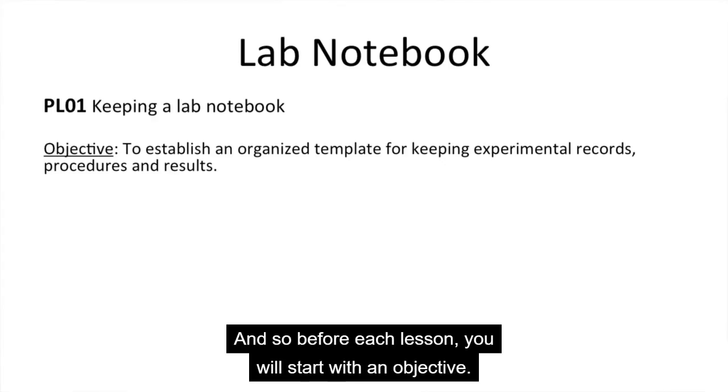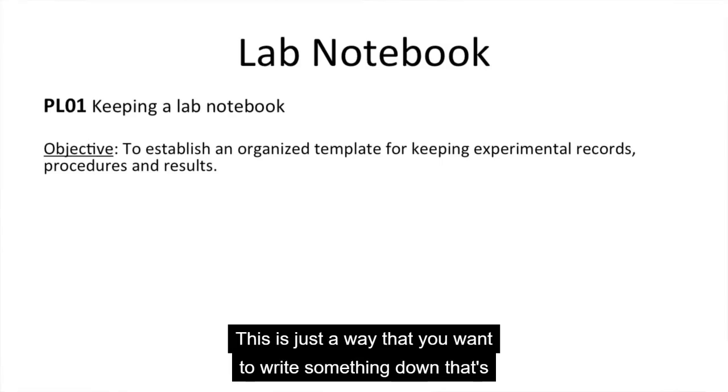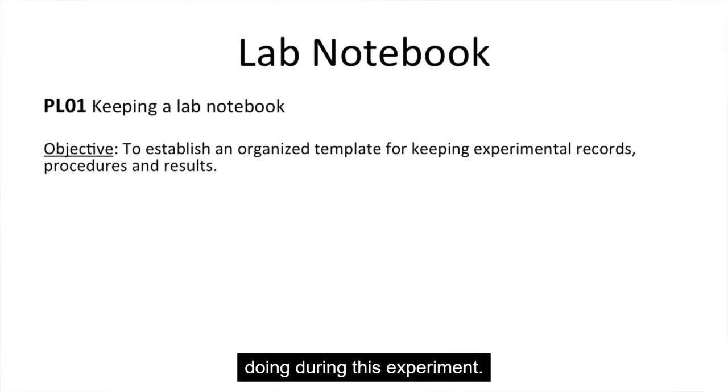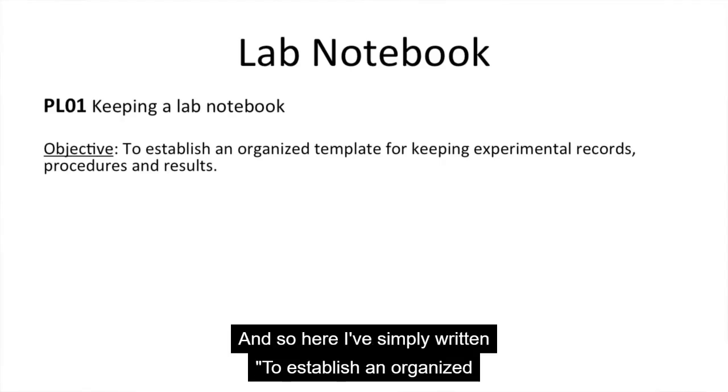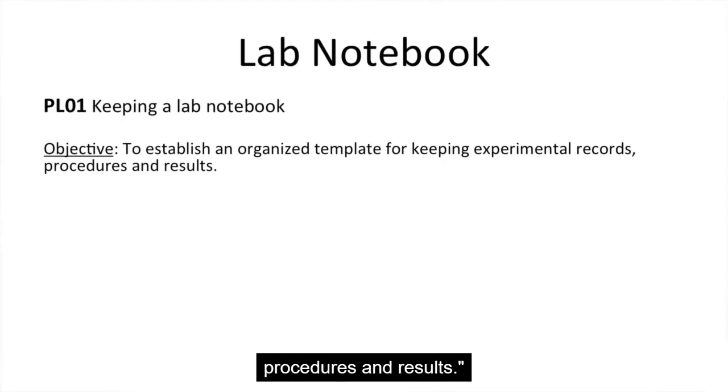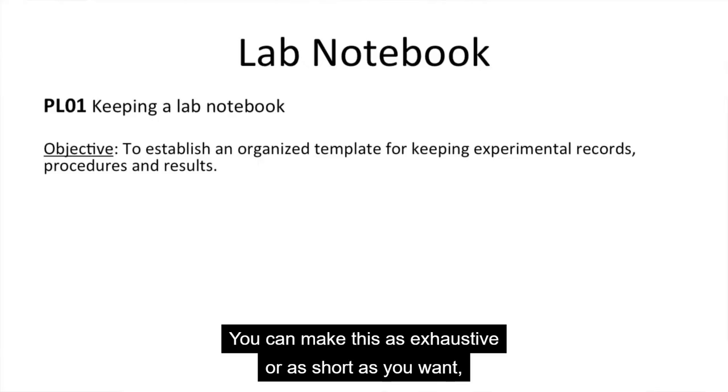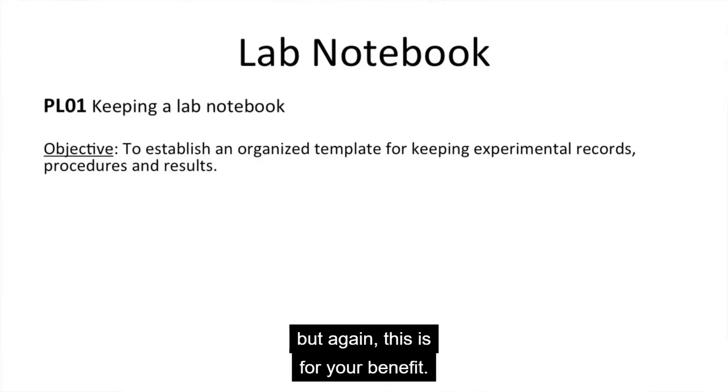Before each lesson, you will start with an objective. This is just a way that you want to write something down that's going to remind you what you were doing during this experiment. Here, I've simply written to establish an organized template for keeping experimental records, procedures, and results. You can make this as exhaustive or as short as you want, but again, this is for your benefit. The better description that you write down, the better off it'll be when you have to go back after a few weeks and know exactly what you did.